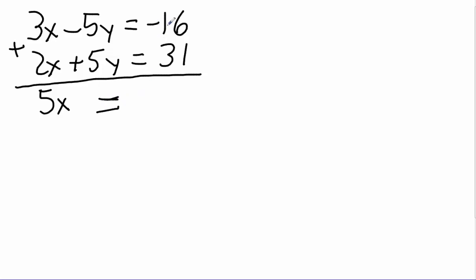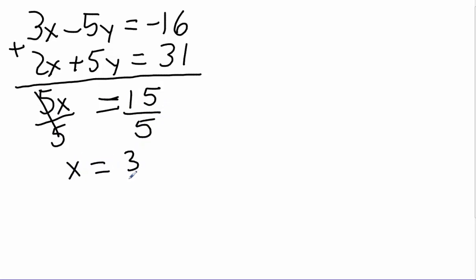But then when you add negative 16 plus a 31, we are going to get 15. Sorry, I couldn't think for a second. So now we get 5x is equal to 15. Divide both sides by 5. And x is equal to 3. It's nice. It's easy. It helps us out.